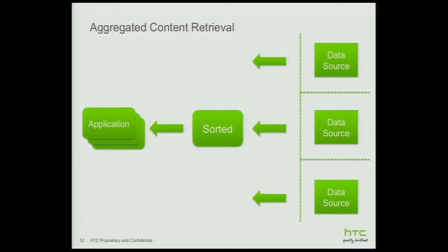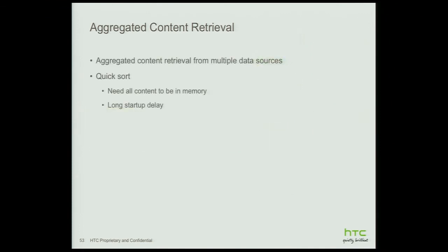So the first one is, on several occasions in HTC Sense, we have to aggregate content retrieved from multiple data sources. Usually they're from the cloud or from data storage on the device via content providers. We have to sort them and display them on the screen. A normal, intuitive first attempt to tackle this problem would be to collect all the data and do a quick sort on all of that content and display the sorted elements one by one on the screen, perhaps in a list view or in a grid view layout.